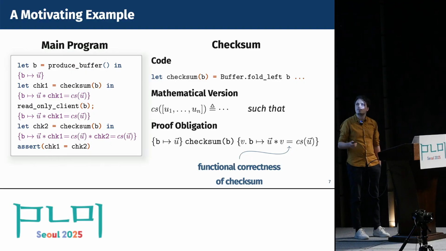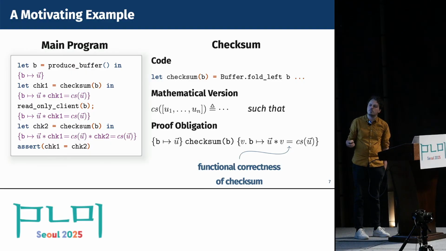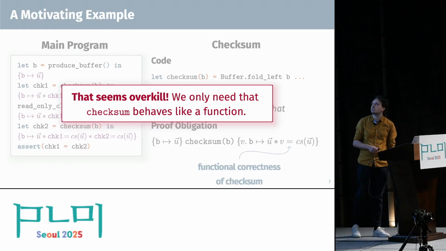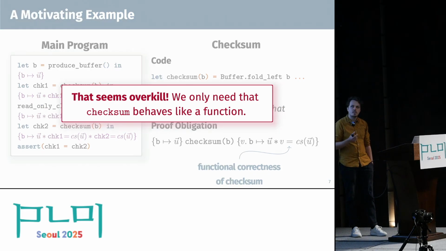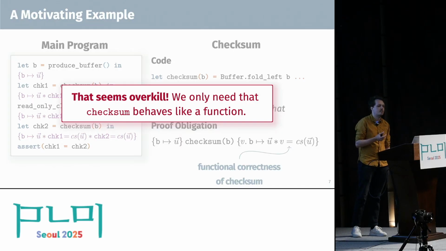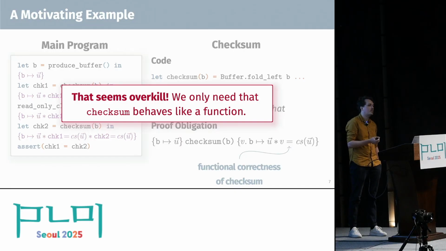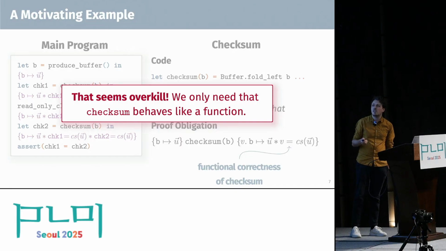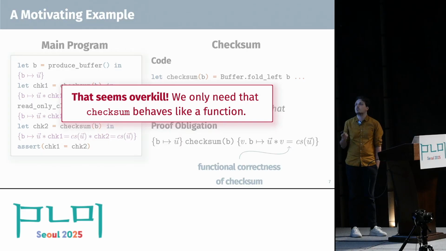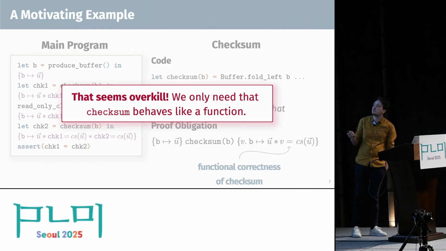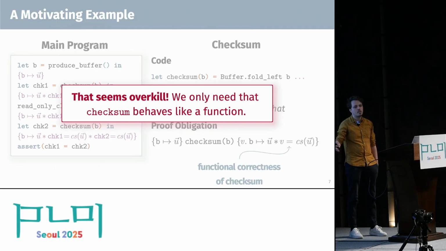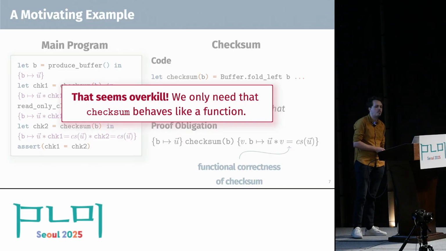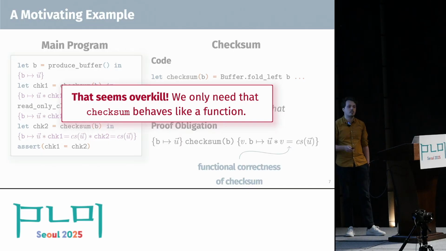Now, if you think a bit about this example, then you might realize that that's a bit overkill. For this example to work, we only need that checksum behaves like a function. So it should be deterministic, it should terminate, it should modify the memory, but we don't really care about which algorithm checksum implements. In particular, there's a lot of redundancy between actually providing the code and then separately providing basically the same thing again as a mathematical function. It would be nice to avoid that.